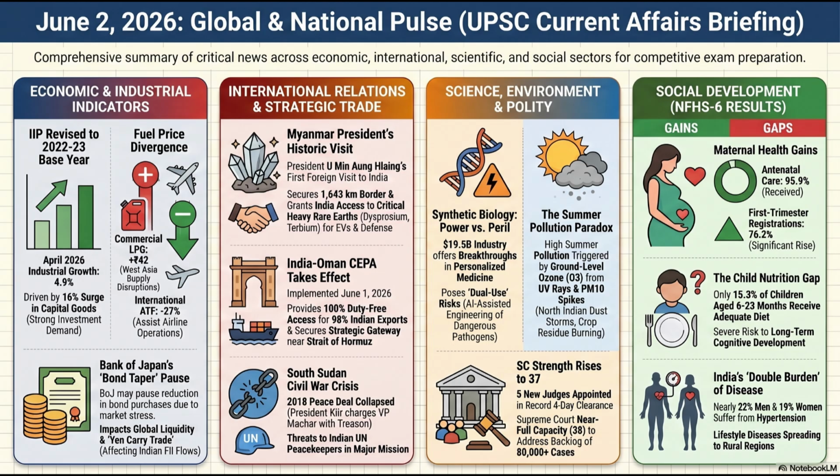It is a massive undertaking, covering 6.79 lakh households across 715 districts. This is massive. The NFHS is widely considered the gold standard for tracking India's demographic shifts and health indicators. It is the data set upon which national policies are built. And the top-line numbers show some incredible victories for state capacity. We are looking at maternal health gains that are truly historic. They really are. 95.9% of pregnant women receive antenatal care, or ANC. First trimester registrations are up significantly.